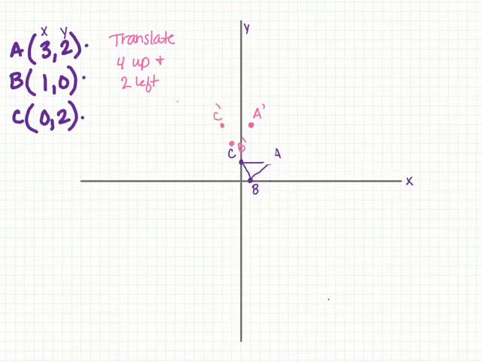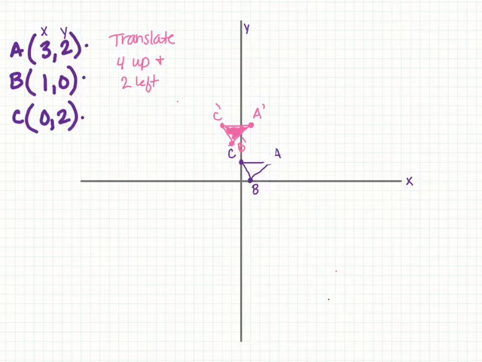And that is C prime. And then go ahead and connect those. And that's your new triangle. All done. Now, one thing that you will have to do is label the coordinates of the new image.